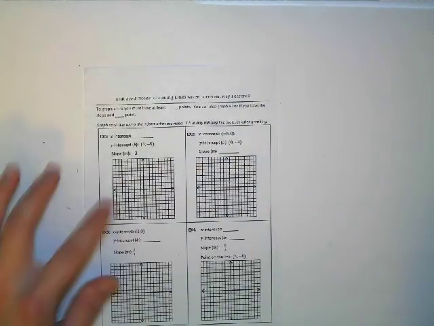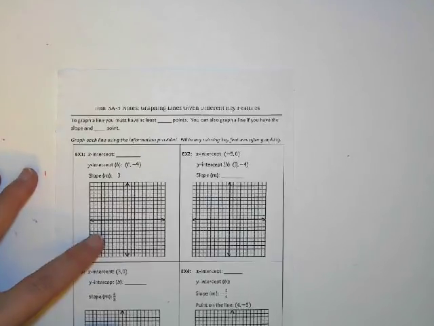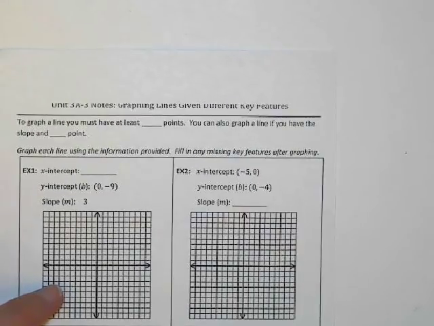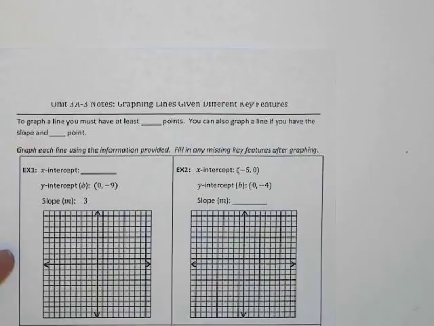Unit 3A-3. Graphing lines given different key features. So today we're going to talk about actually graphing. We're going to be graphing straight lines on a graph.